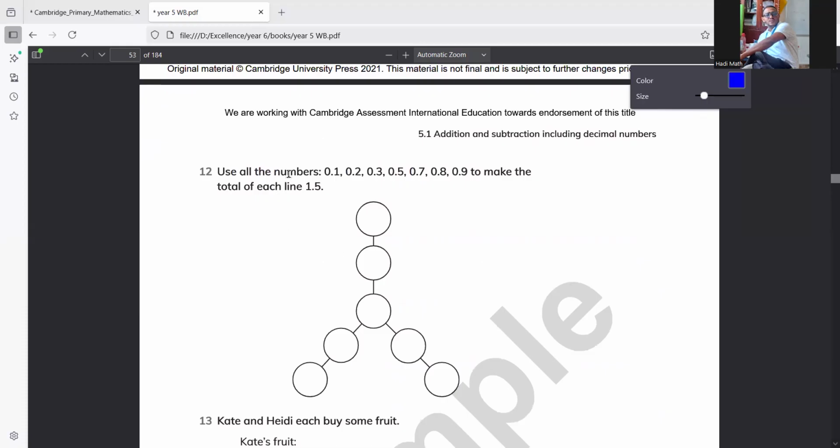They say use all the numbers 0.1, 0.2, 0.3, 0.5, 0.7, 0.8, 0.9 to make the total of each line 1.5. This kind of question needs a little thinking, and you need to be very smart with it and know how to get the answer. We need each one of them to be 1.5.